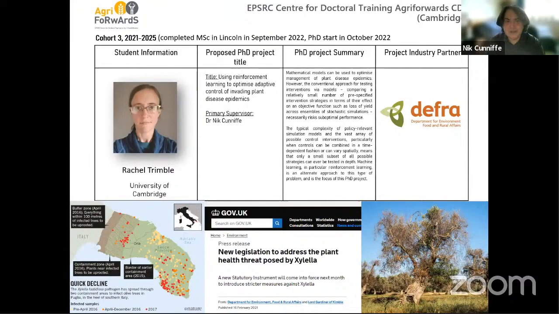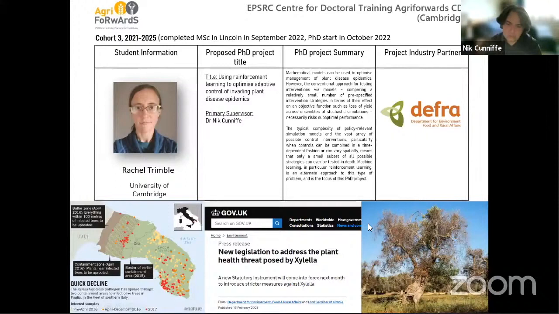Rachel is an incoming student on your program. We're going to work together on a project about adaptive control and machine learning, essentially how you can use machine learning to work out the best places to control. This is a project with DEFRA, and we're going to focus on Xylella fastidiosa, a pathogen of many host species, a bit like sudden oak death. There's a very large epidemic which is actively under control in Italy, and the iconic species affected by it is olive trees. Some of these olive trees are 500 years old, and they're being removed because of regulation in the EU.